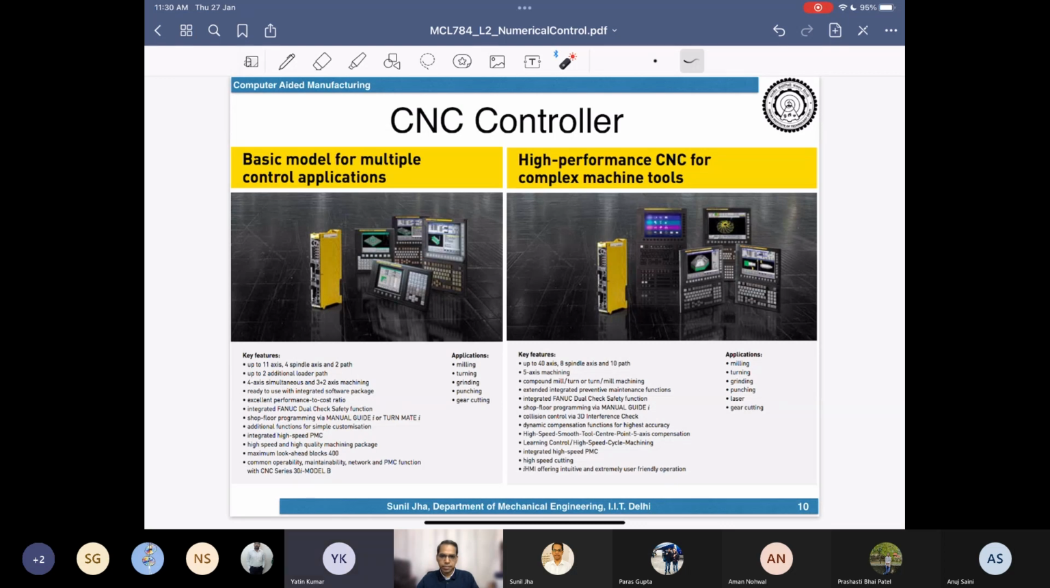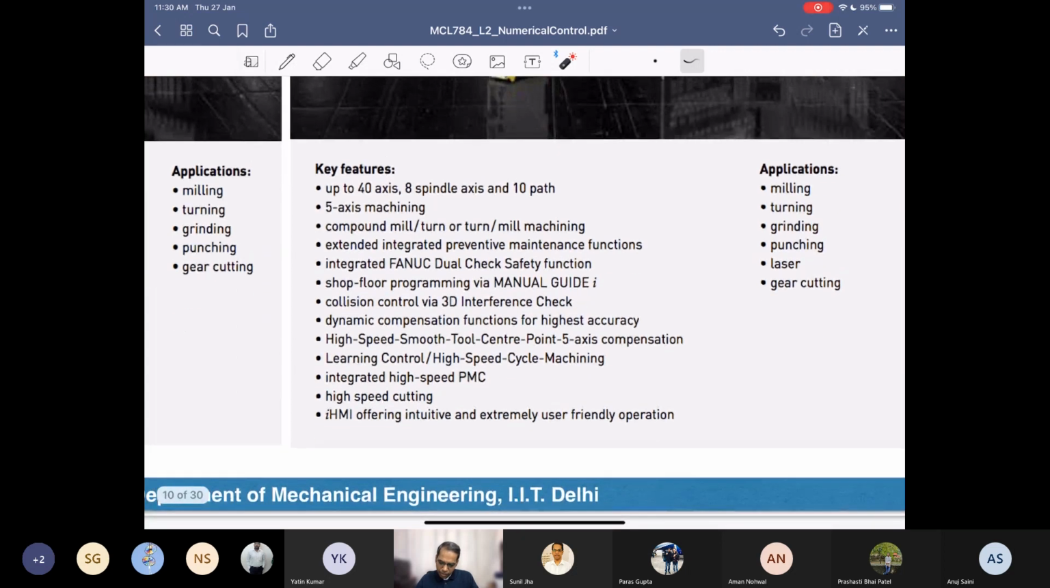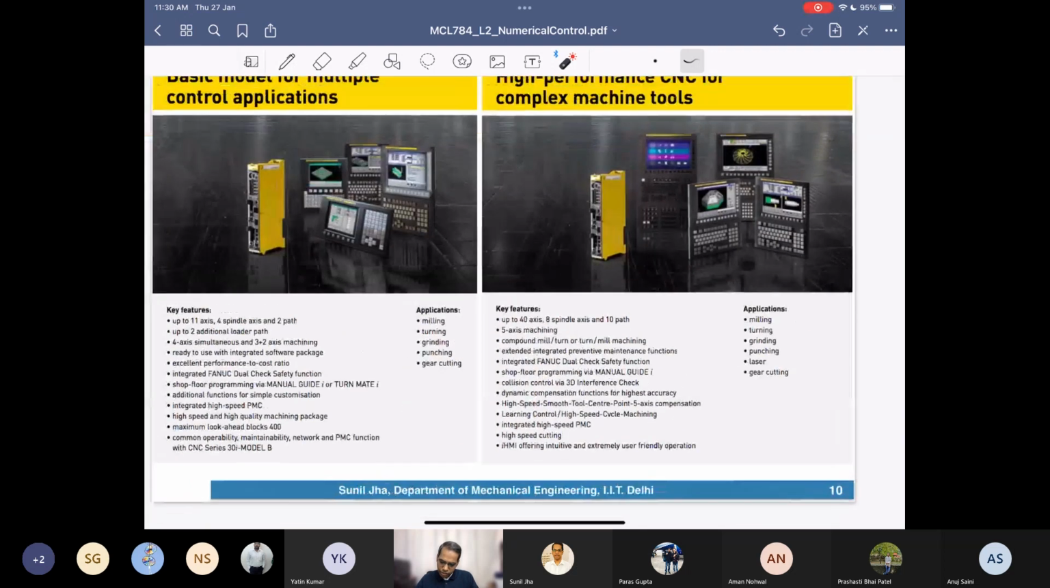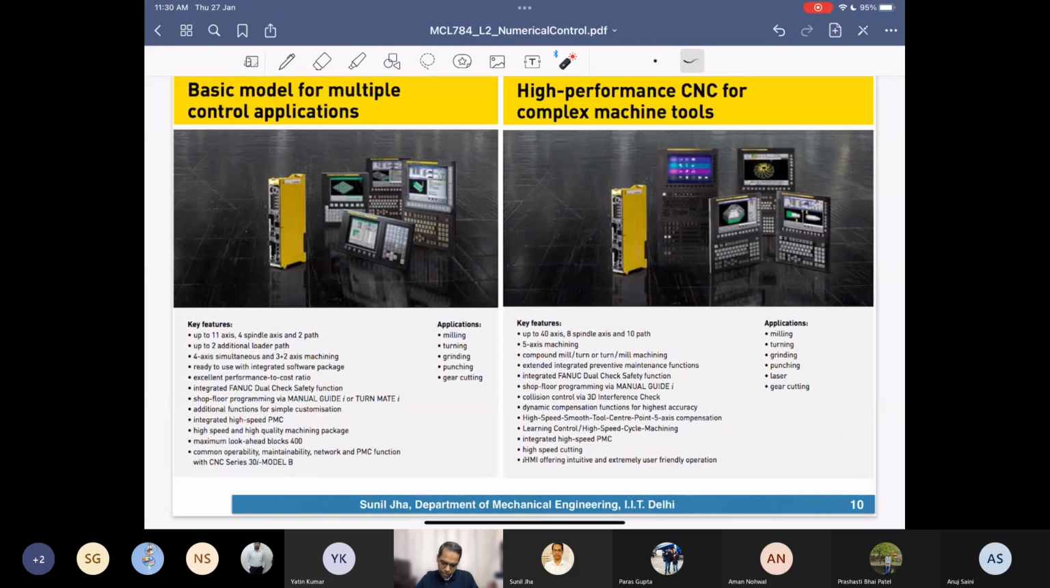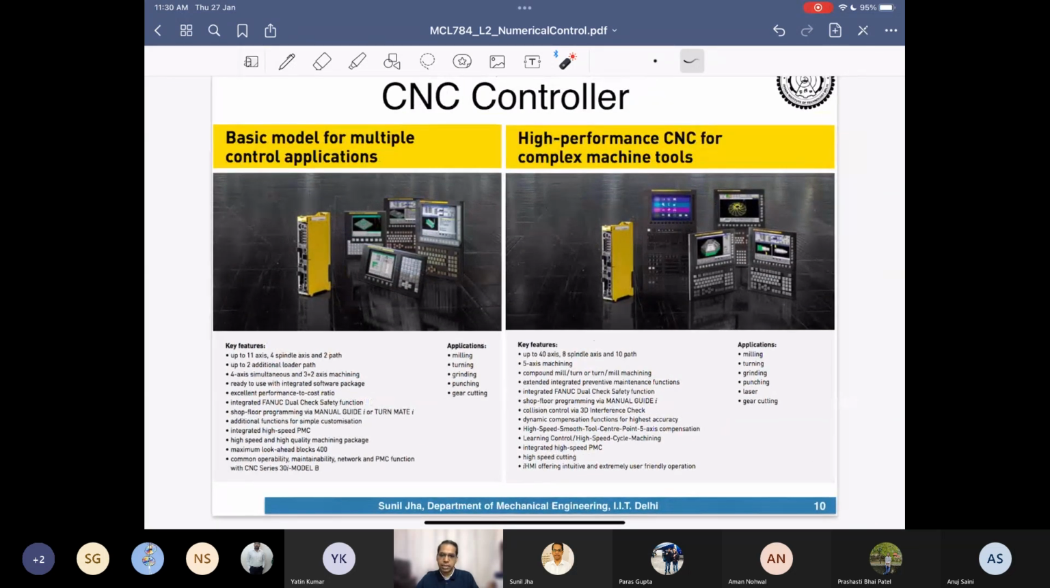Yes. So what is meant by this 10 paths, sir? Which one? First feature, sir: 40 axes, 8 spindle axes, and 10 paths. What is 10 paths, sir? Yeah, I'm also not very sure what exactly this 10 paths means. I need to check it. Maybe they are storing the path for the repetitive motions. Probably I am just guessing on that, but it needs to be checked. So you can also check. I will also try to find it out.